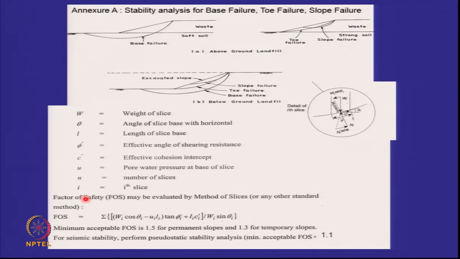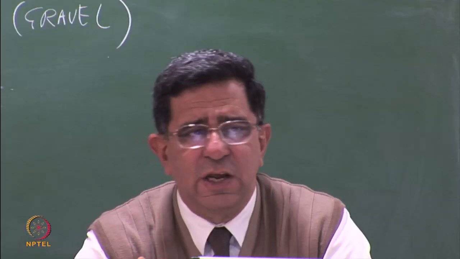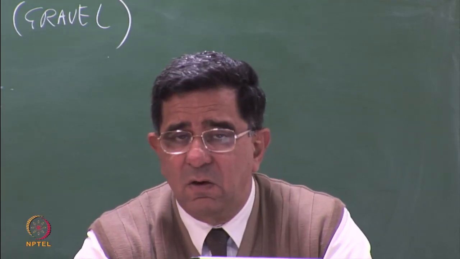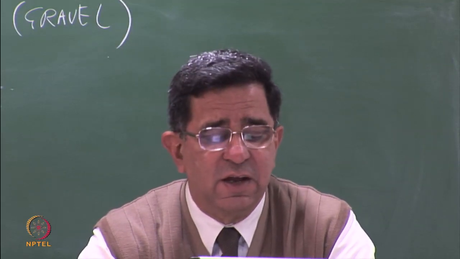And when you have a circular failure surface, let me look at the cases which we will be analyzing. If I have waste over soft soil, I can have a circular base failure. If I have waste over strong base, I can have a failure surface through the slope, through the toe. So, I can have a base failure or toe failure or a slope failure, right? And if I have made an excavated slope, I can have slope failure, toe failure and base failure. And you have to use the method of slices. There is no change in the way you do slope stability for either the waste mass or the soil mass, but you need the engineering properties.